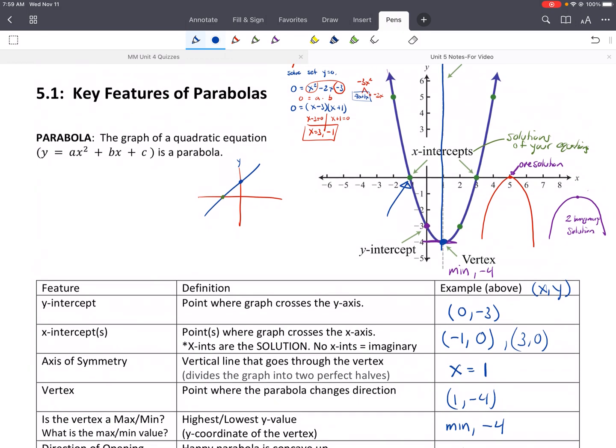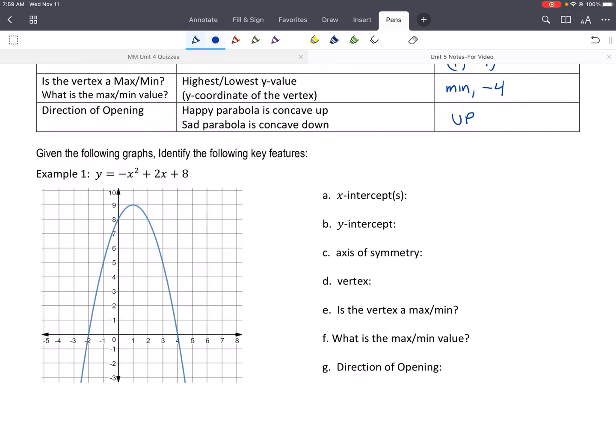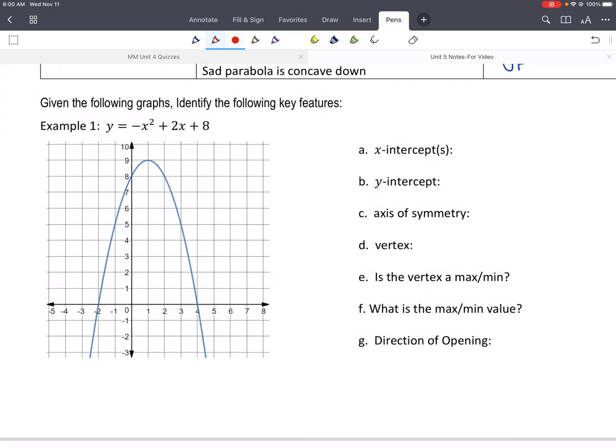All right, so let's do some examples. We can do this one together and then maybe pause for some of them to make sure you feel like you're understanding. So we'll look at this parabola and we want to identify these key features. First off is the x-intercept, where it crosses the x-axis. We have 2 in this situation. One would be -2 comma 0, and the other would be 4 comma 0. The y-intercept, which is right here, would be 0 comma 8.